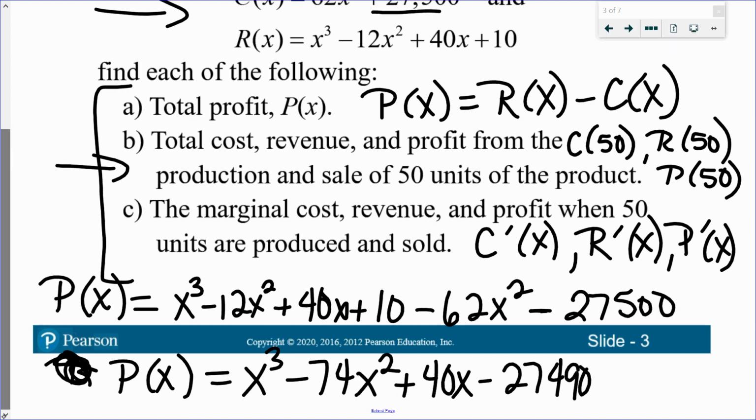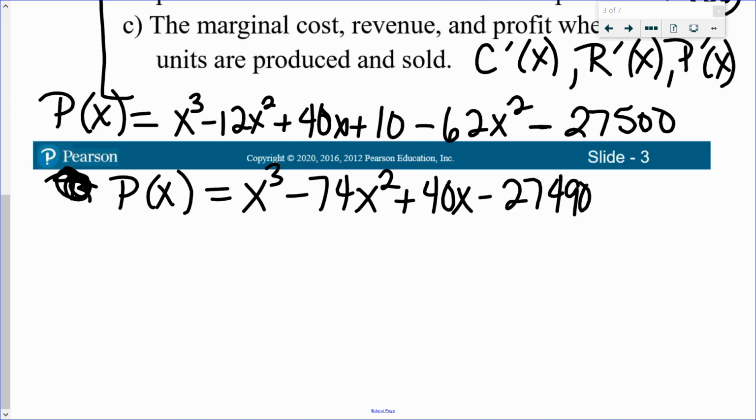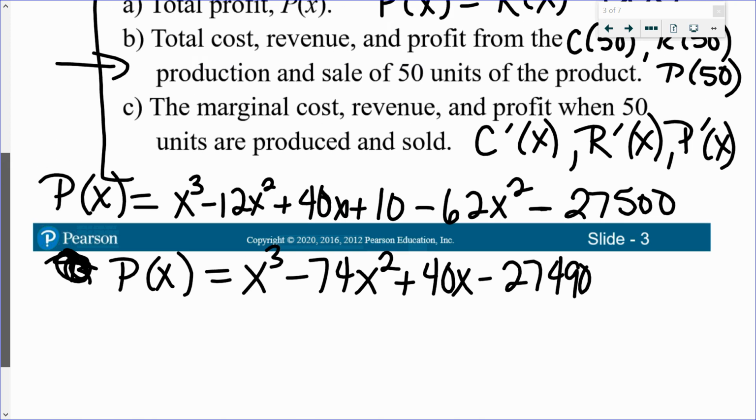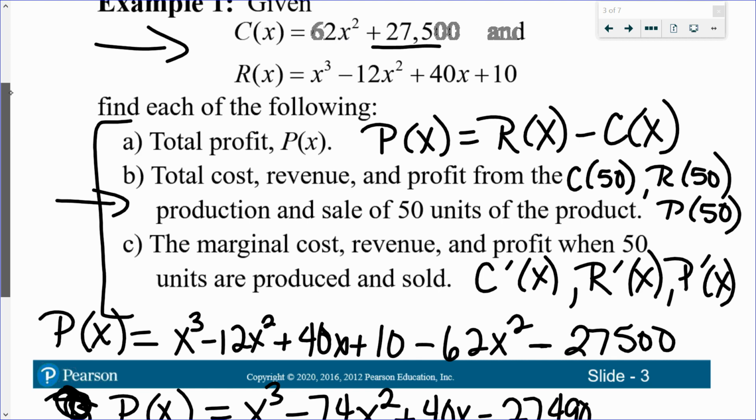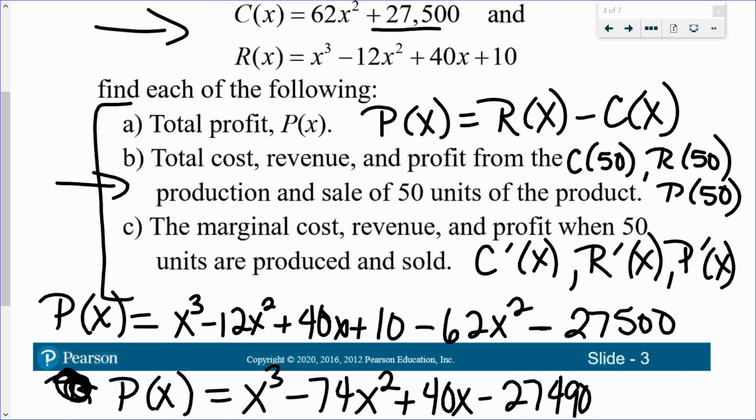We've answered part A. So for part B, we need to plug 50 into each of those functions. You can just do that on your calculator. Let's see what we get. I'll just go ahead and write the answers down for you.